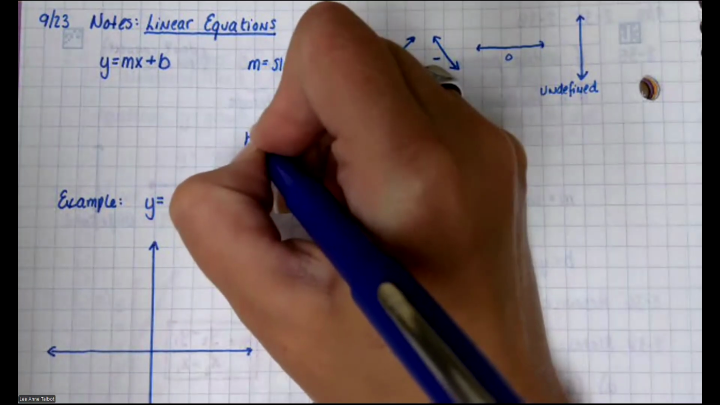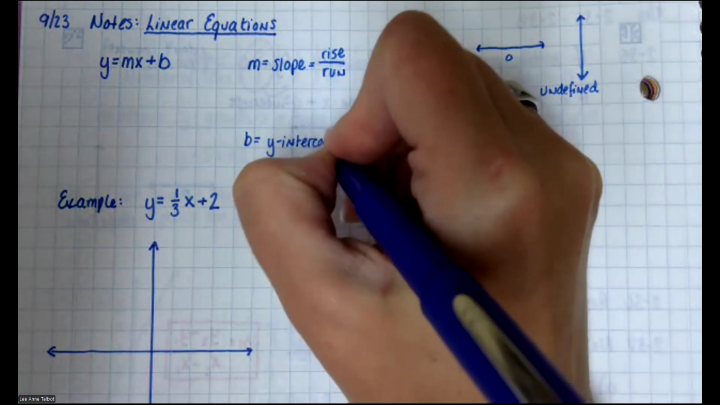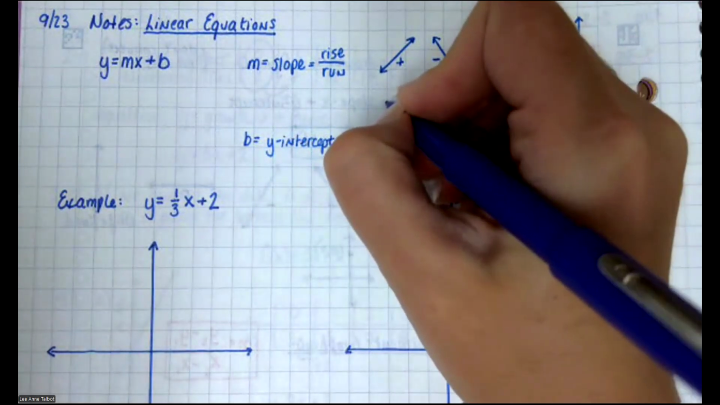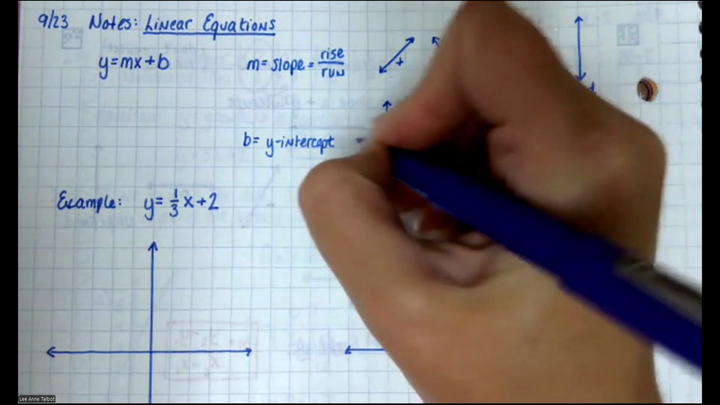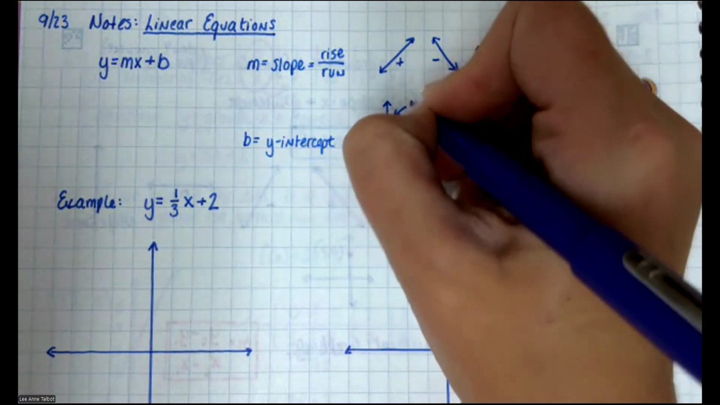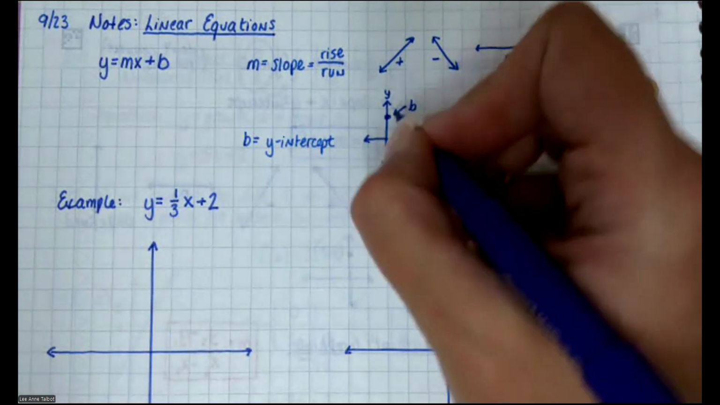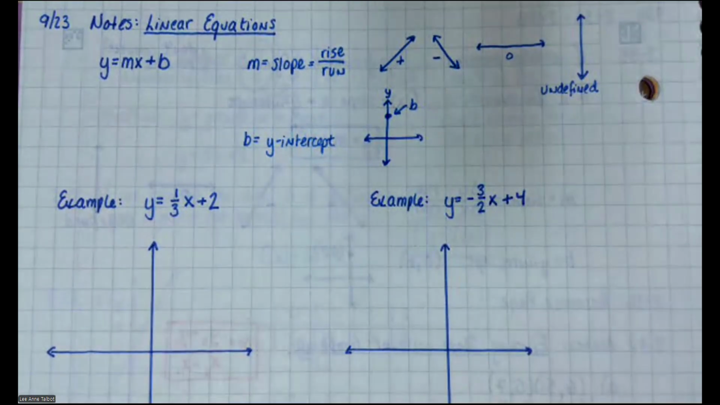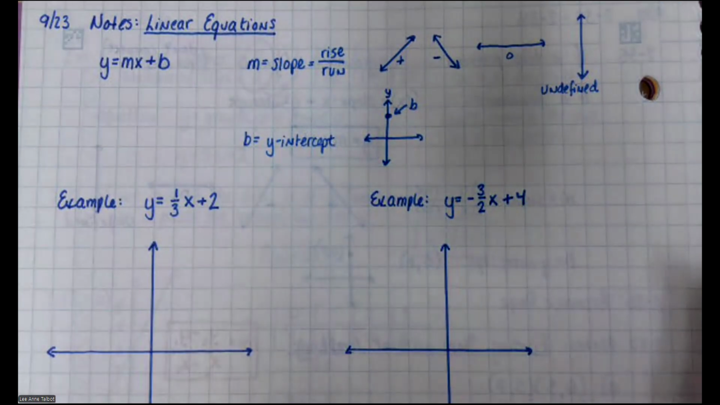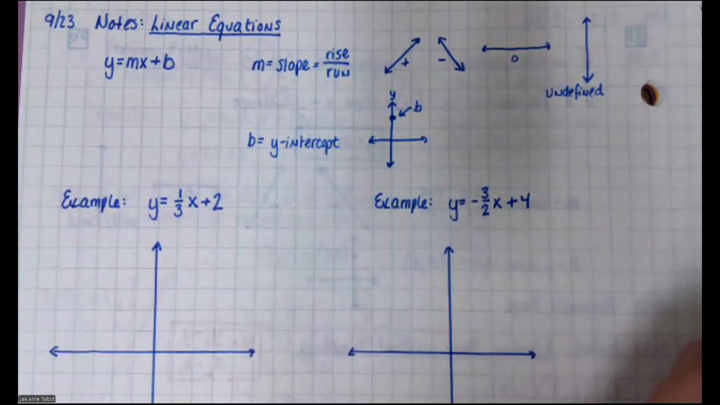Okay, and then b is the y-intercept. Make yourself a little note. b always starts on the y-axis. One of the most common mistakes that students make is they start b on the x-axis. b needs to start on the y-axis.